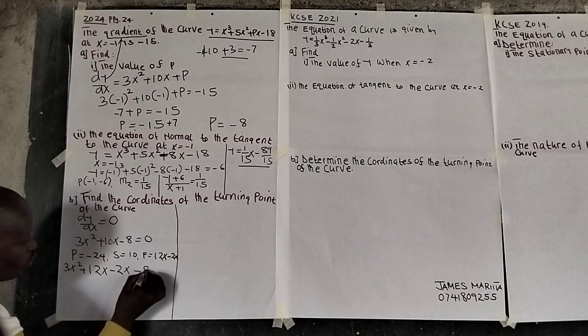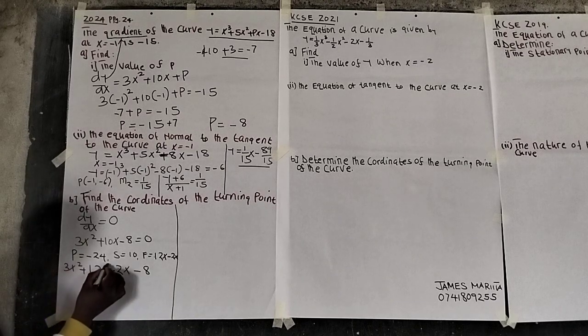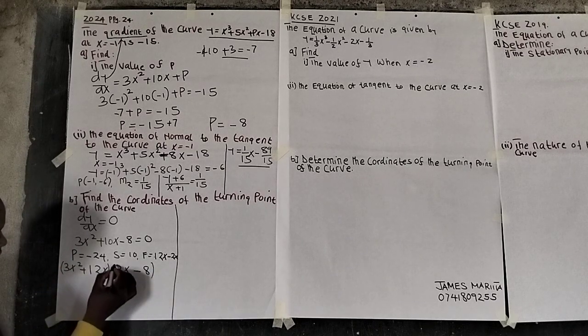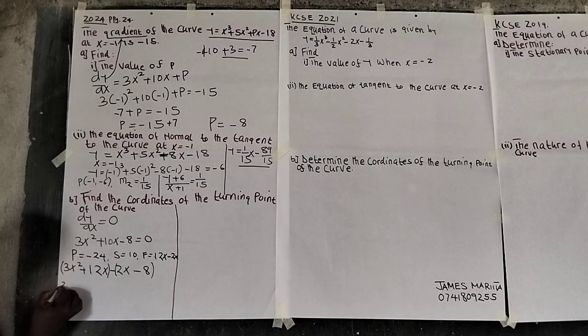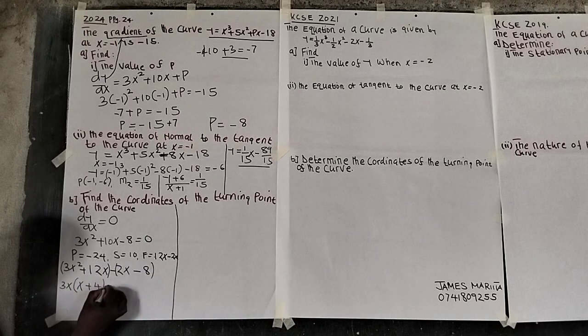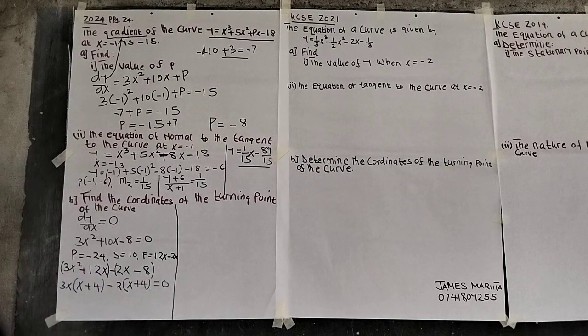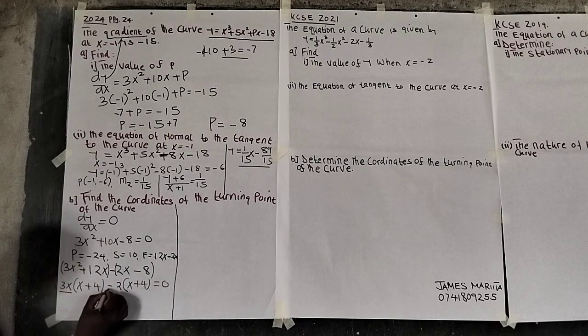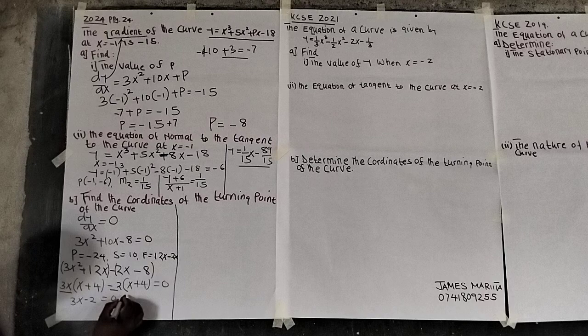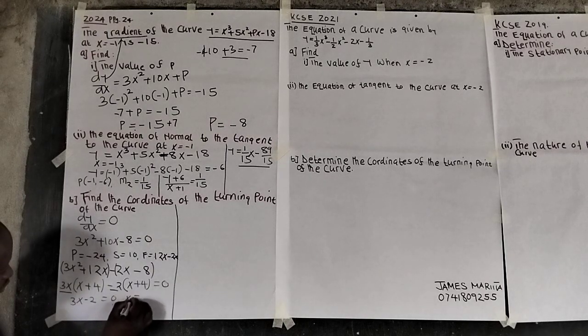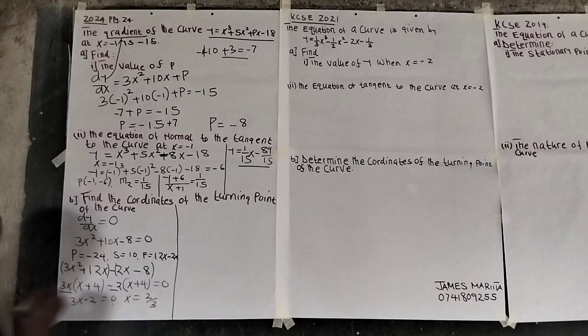Then minus, we subtract 8 there. So we group this into two like that. Here we have 3x, then x plus 4, then minus 2, then x plus 4, and this is equivalent to 0. So from here we have 3x minus 2 equals 0. From here you say that the value of x is equal to 2 over 3.